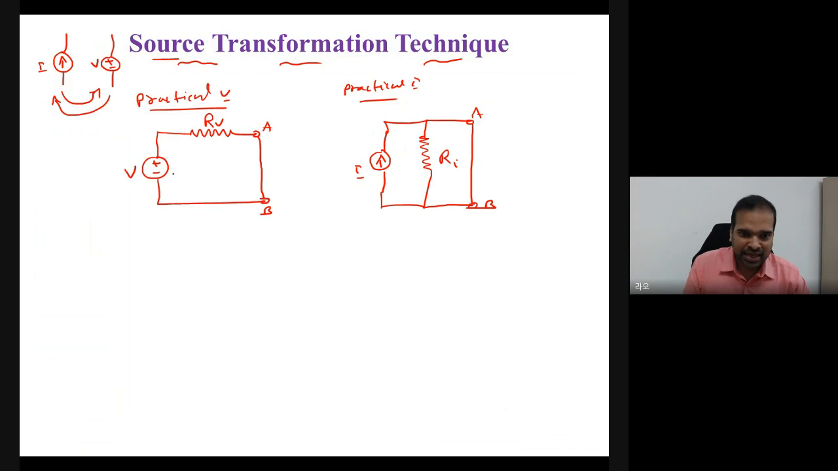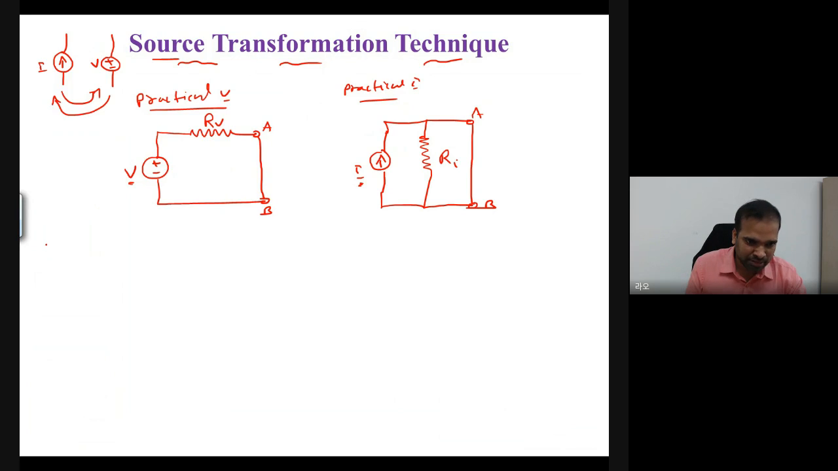Here, whether you use the voltage source or the current source, what is the ultimate goal? We want to send current to the circuit. The magnitude of current depends on the resistance of the load, that is between A and B. If the load resistance is less, maximum current will flow to terminals A and B. If the load resistance is very high, less current will flow from terminal A to terminal B. So the magnitude of current depends on the size of the load resistance.